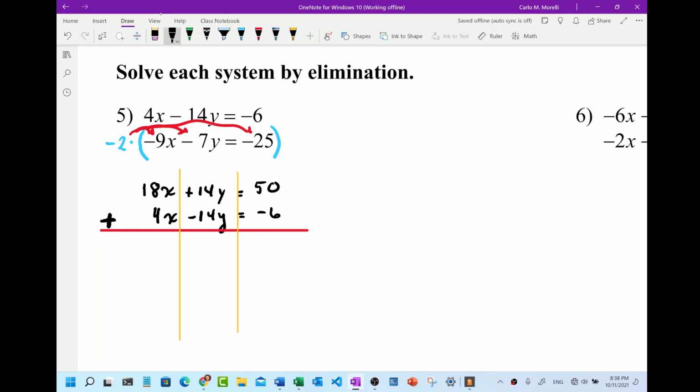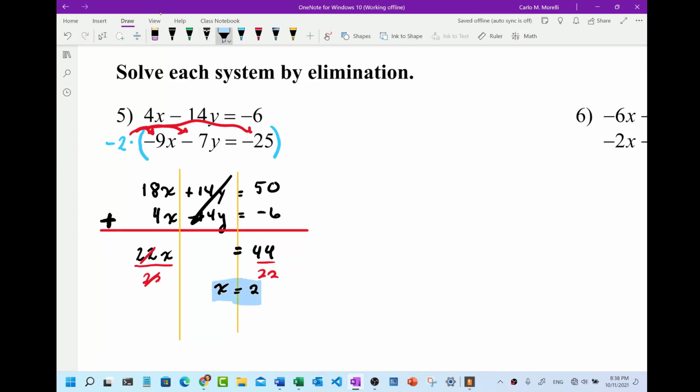So let's get to work. We're adding 18 plus 4 is 22x. And now I've got these canceling out. And then the equal sign, 50 minus 6 is 44. And so I see a nice solution coming here. If I divide both sides by 22, I think that's going to work just very nicely. I'll have x equals 2, since 2 times 22 is 44, 44 divided by 22 is just 2. Okay. So we found out that x equals 2.